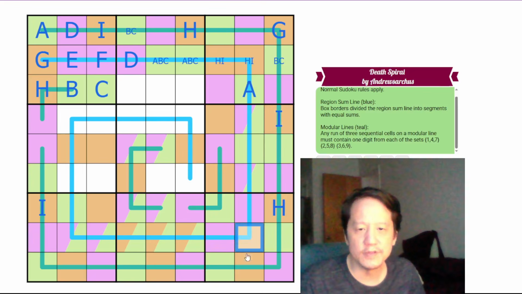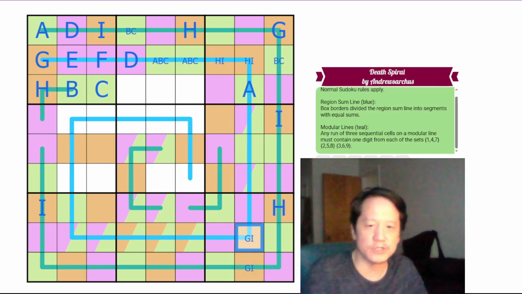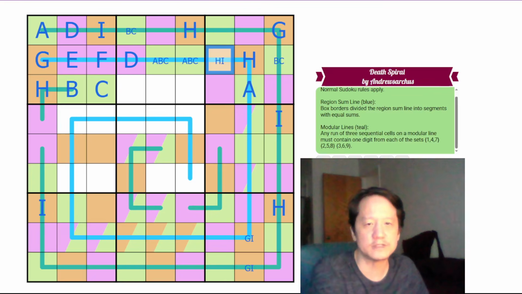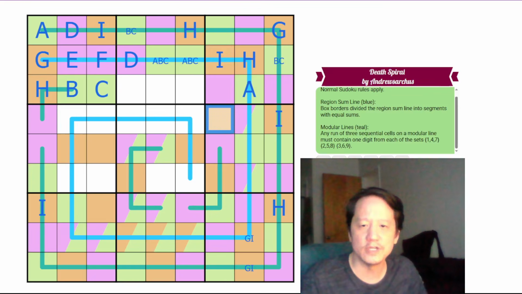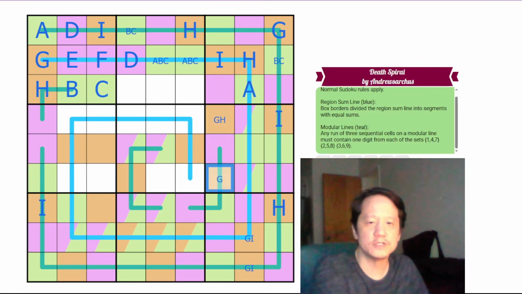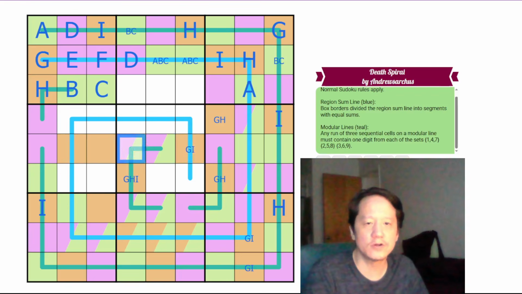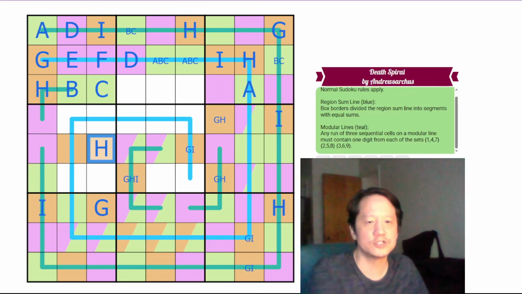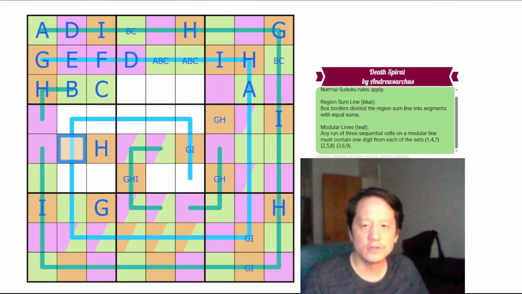We have this as GI as a pair, which eliminates GI and the rest of the column. So this can't be I. That's H, which makes this I. So this is GH here. GHI. GI here. GH here. This can't be H or I, so this is G, which means this can't be G, that's H. So then we have G and I here.